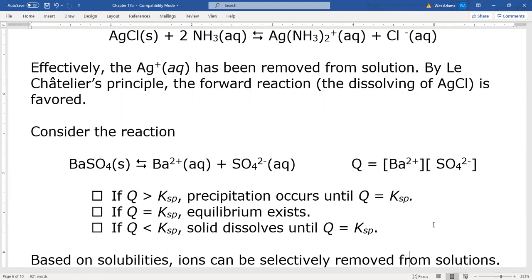If Q is less than the KSP, I could dissolve more. I could continue dissolving, in our case, barium sulfate, until they're equal, at which point I would have a saturated solution again.